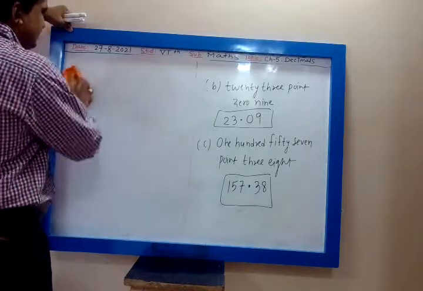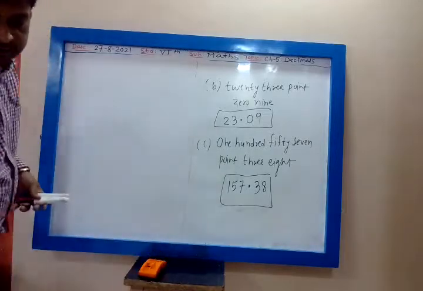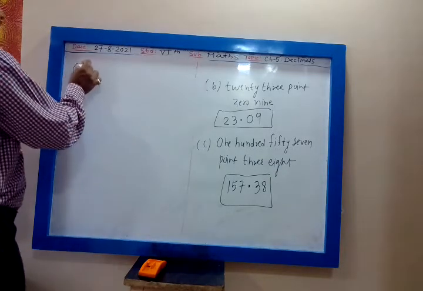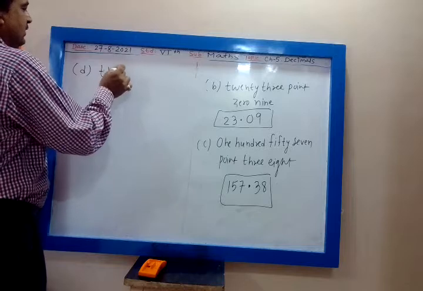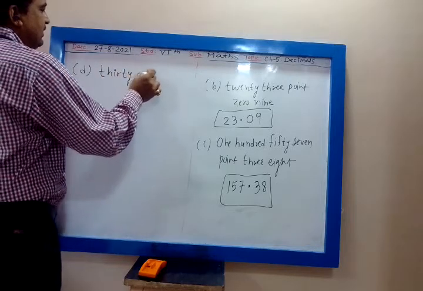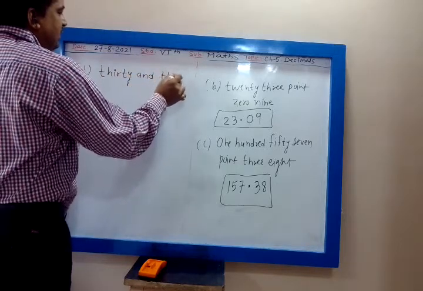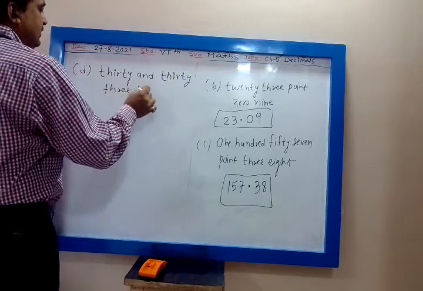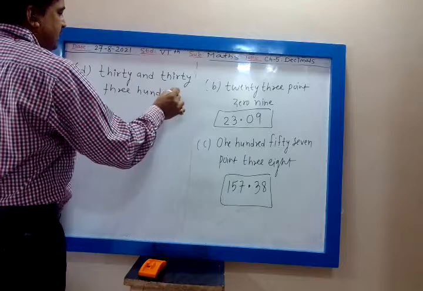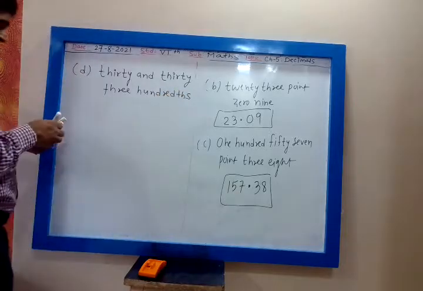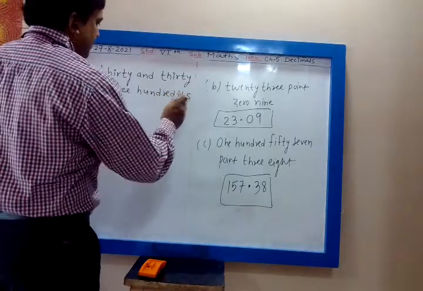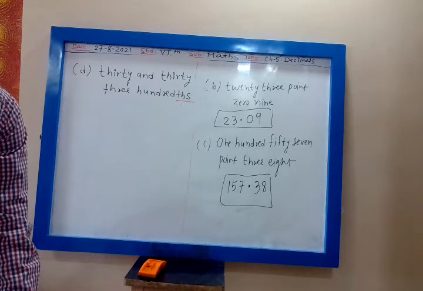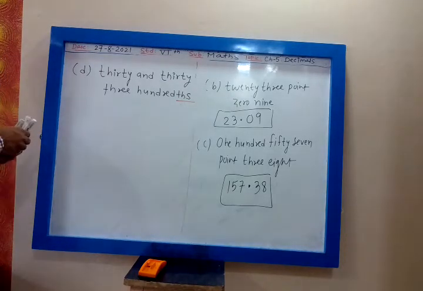Arey my dear, you can write, see the video. Chalo. D, 30 and 33 hundredths. Hundredths. Suffix is THS. Yes. So 30 and 33 hundredths. Okay.